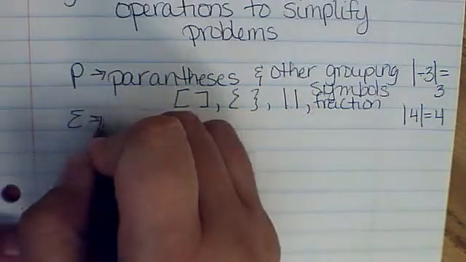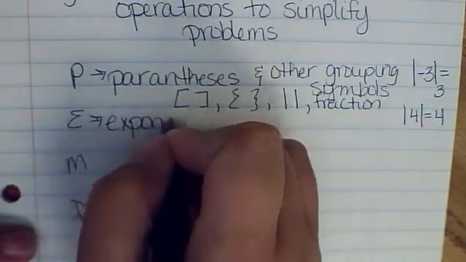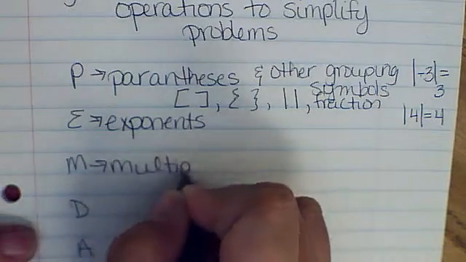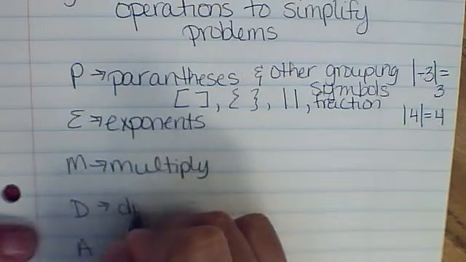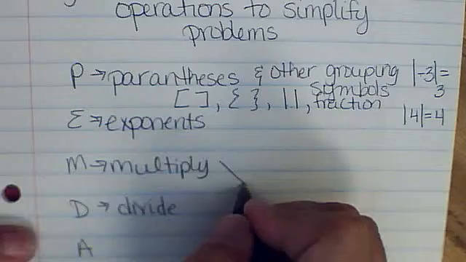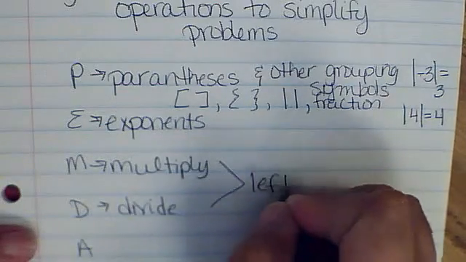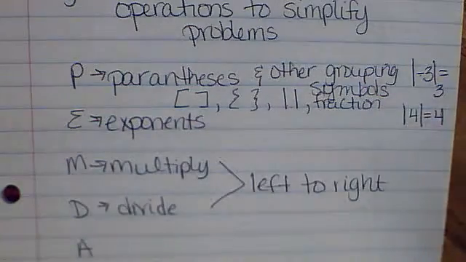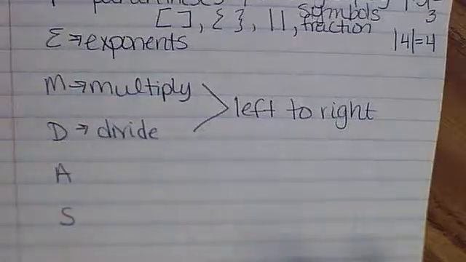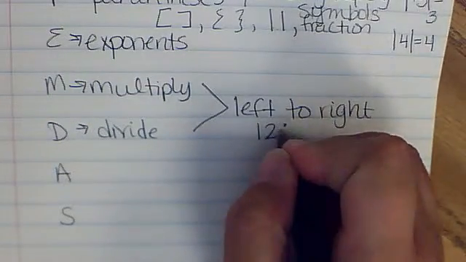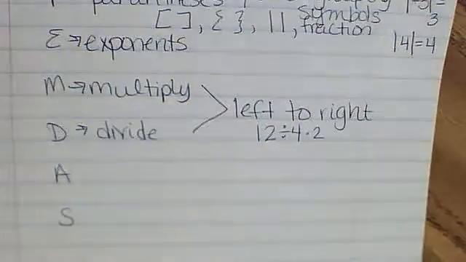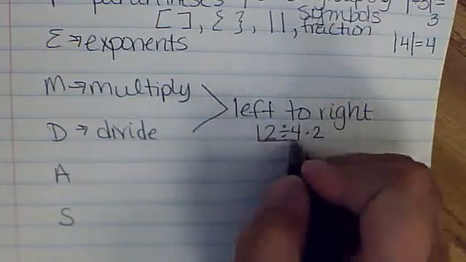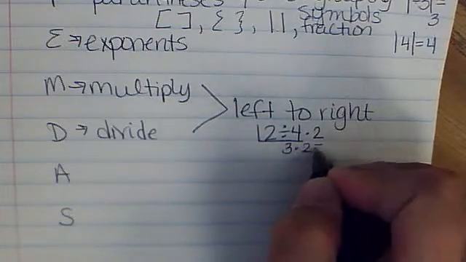The E stands for exponents. The M stands for multiply. The D stands for divide. Now these two things, multiply and divide, have to be done from left to right. So sometimes you'll be dividing before you multiply because you're going to go left to right. An example of where that happens is 12 divided by 4 times 2. You work left to right because it's just multiply and divide. 12 divided by 4 is 3. 3 times 2 is 6.